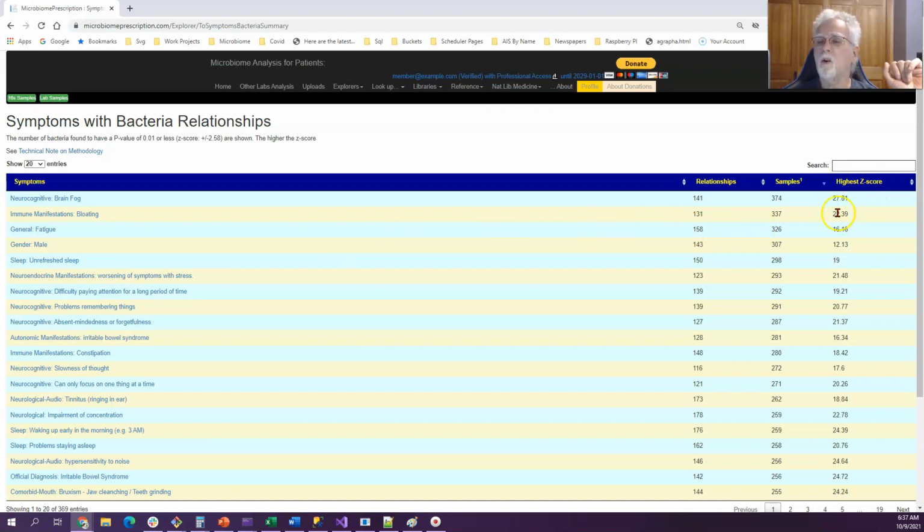The high Z-score here is the indicator. The criteria to be included has to be at least 2.58. When you get up to a value of 27 or 22, you're talking about one followed by 25 or 30 zeros, and then a one for chance of happening by random. In other words, you're talking about extremely strong statistical association. So let's go in and see that.